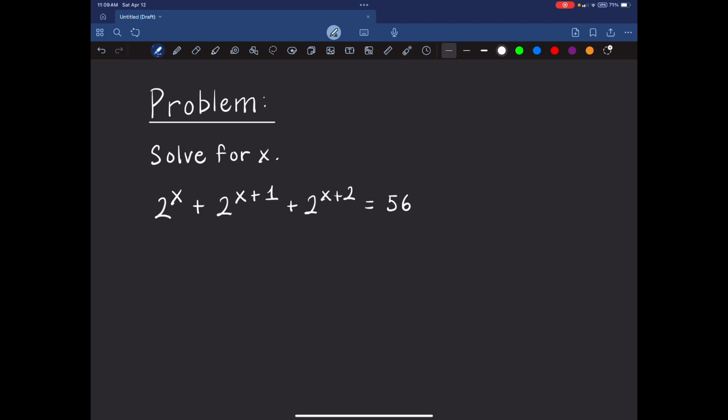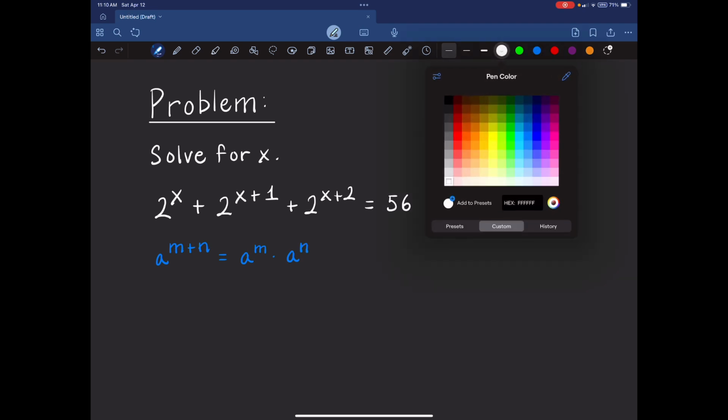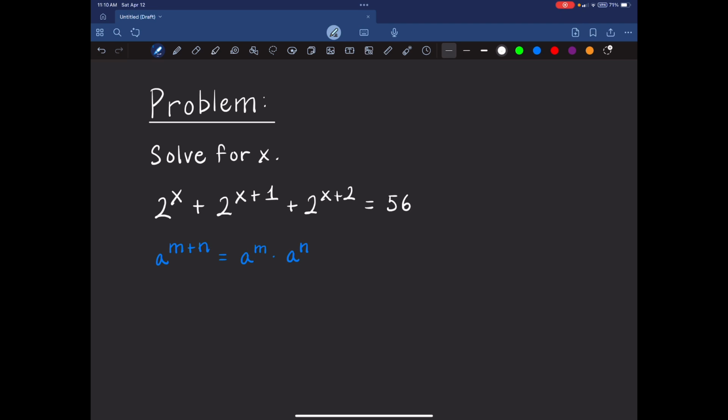And the first thing we're going to need to know to solve this problem is the exponent rule that a to the power of m plus n is equal to a to the power of m times a to the power of n. And I won't prove that in this video, but that is an exponent rule, that when we have two numbers, m and n, being added in an exponent, we can also write that as a to the power of m times a to the power of n.